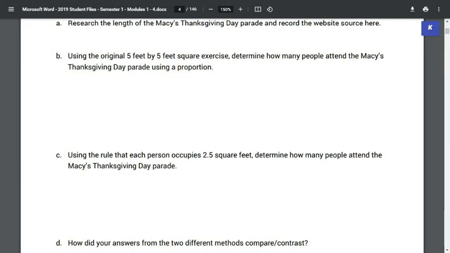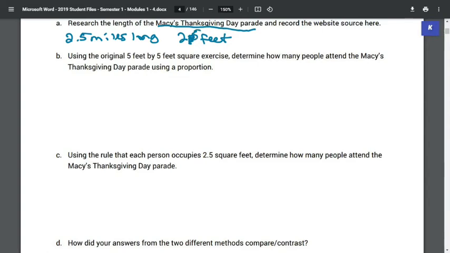Okay, our next problem wants us to use basically the same method, but this time we're going to use the Macy's Thanksgiving Day Parade, and wants us to use that to figure out how many people could attend there. So if we look this up, we're going to find out that it is 2.5 miles long, and then we're also going to see that they want us to have this at 20 feet squared, so 20 feet deep in terms of how many people can be at the parade.